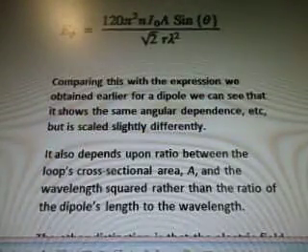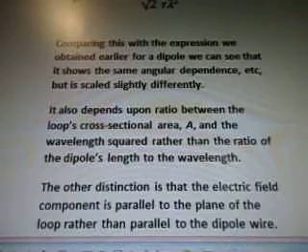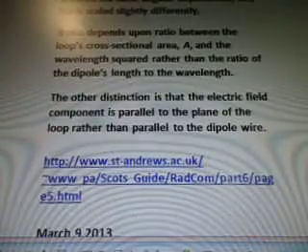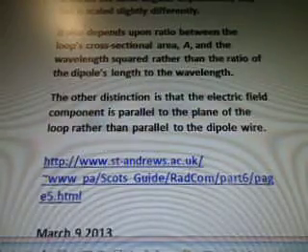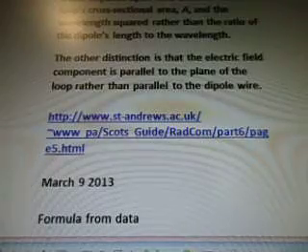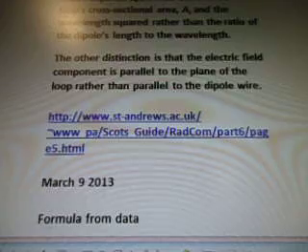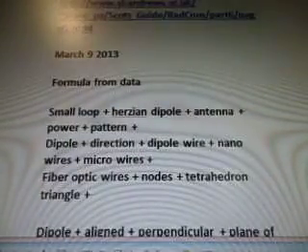So comparing this with the expression we obtained earlier for a dipole, we can see that it shows the same angular dependence, but it's scaled slightly differently. It also depends upon ratio between the loop's cross-sectional area A and the wavelength squared rather than the ratio of the dipole's lengths to the wavelength. The other distinction is that the electric field component is parallel to the plane of the loop rather than parallel to the dipole wire. And I found that at www.st-andrews.ac.uk. Okay. On March 9th, formula from the data.